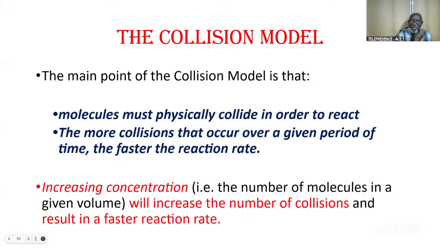Now, we want to talk about the collision model of chemical kinetics. And the main point of the collision model is that, 1, molecules must physically collide in order to react. That's number 1 point. So for the collision model, the molecules must physically collide in order to react.